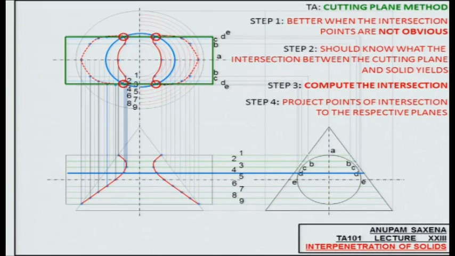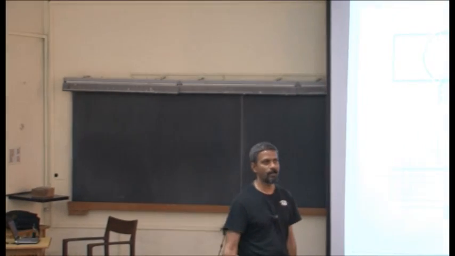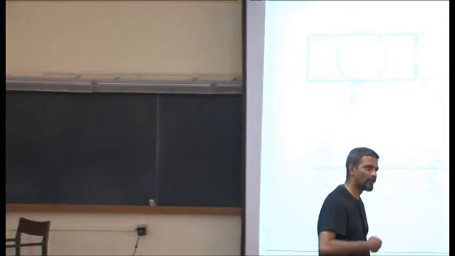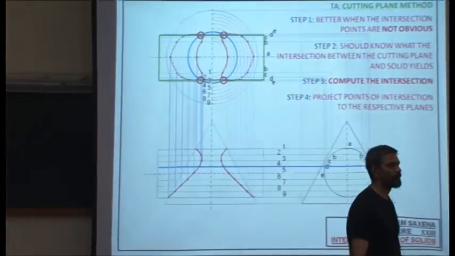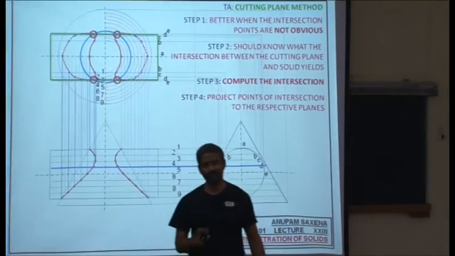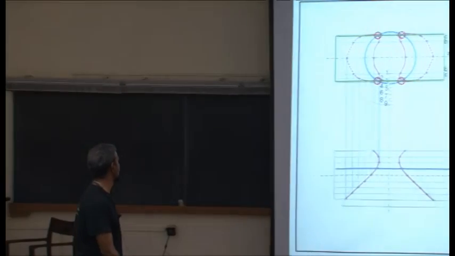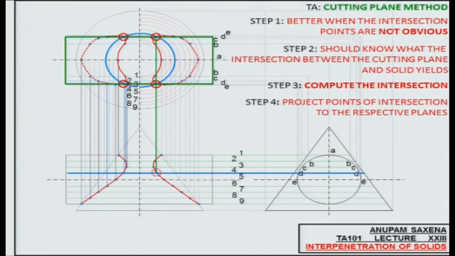Project points of intersection to the respective planes. So, you are going to be drawing a bunch of lines, a bunch of circles, a bunch of arcs, and somewhere in between you will be thoroughly confused. So, be very, very careful, and that is where labeling happens to be very important. All you need to do is project these points down onto the respective plane, and in this case these are the 2 intersection points in the front view.